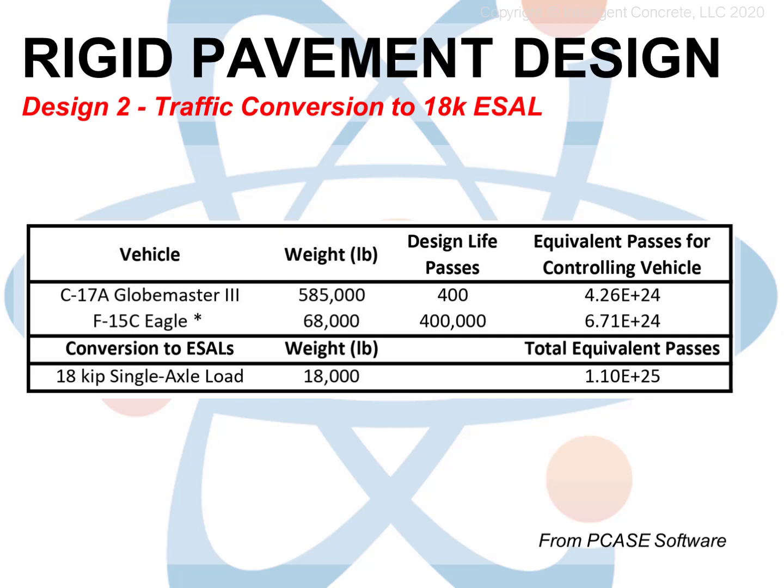You can see how 400,000 passes of the 68,000 pound F-15 converts to a ridiculous number of passes for the 18,000 pound ESAL. However, when calculating compaction thickness, we ultimately have to convert back to the 18,000 pound ESAL because that's what most of our design charts use. This number is to determine the required depth of soil compaction, as we see in the next slide.